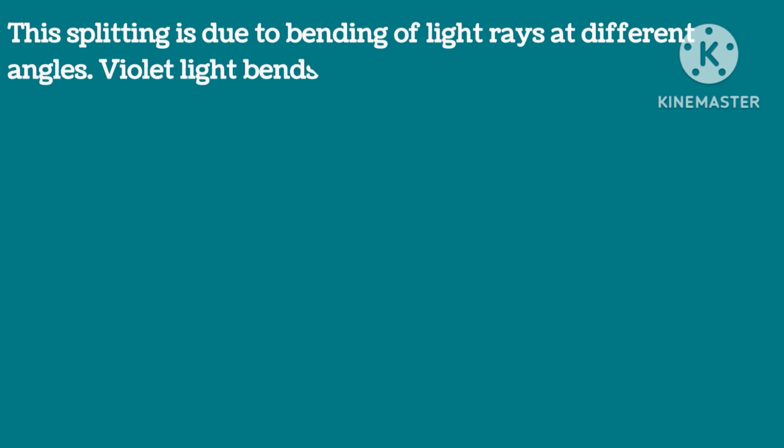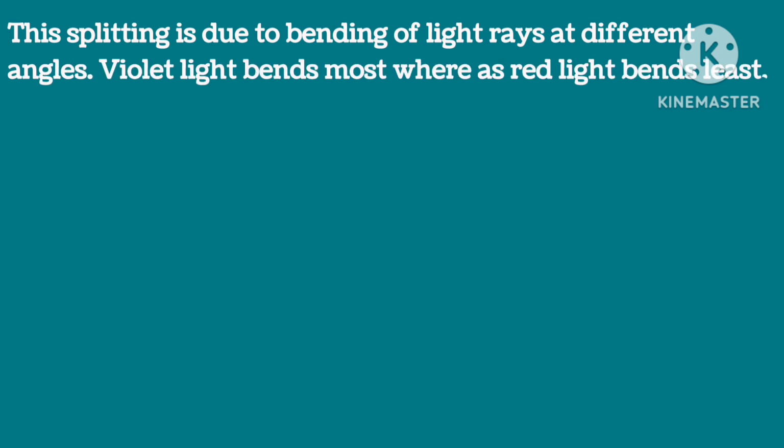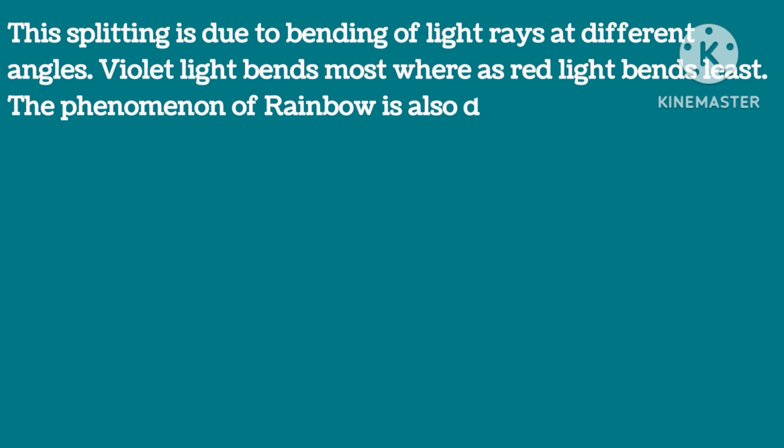This splitting is due to bending of light rays at different angles. Violet light bends most while red light bends least. The phenomenon of rainbow is due to dispersion of light.